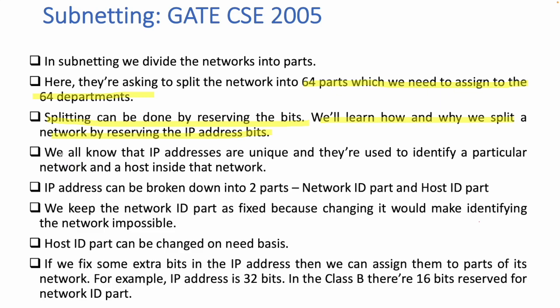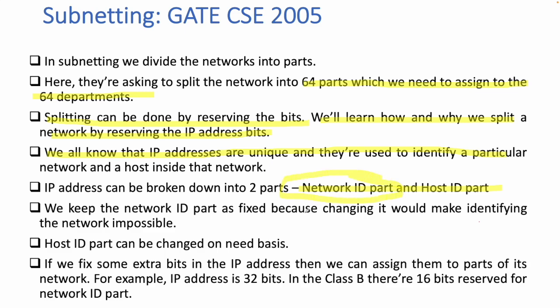So let's see. We all know that IP addresses are unique and they are used to identify a particular network. That's why we identify individual computers and networks on the internet using an IP address. An IP address can be broken down into two parts: one is the network ID part and another is the host ID part. Now the network ID part is always fixed.